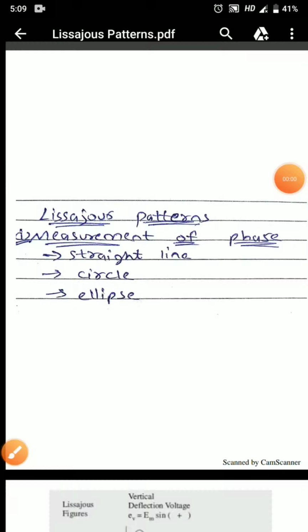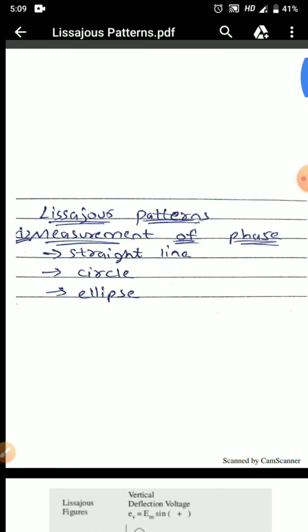Hey everyone, in today's lecture, we'll be discussing the Lissajous patterns in a CRO. We'll be discussing how the Lissajous patterns that are formed in a CRO can be used for the measurement of phase and how these patterns can be used for the measurement of frequency. We will be discussing the measurement of phase and frequency by using Lissajous patterns. In that, first we'll start with the measurement of phase.